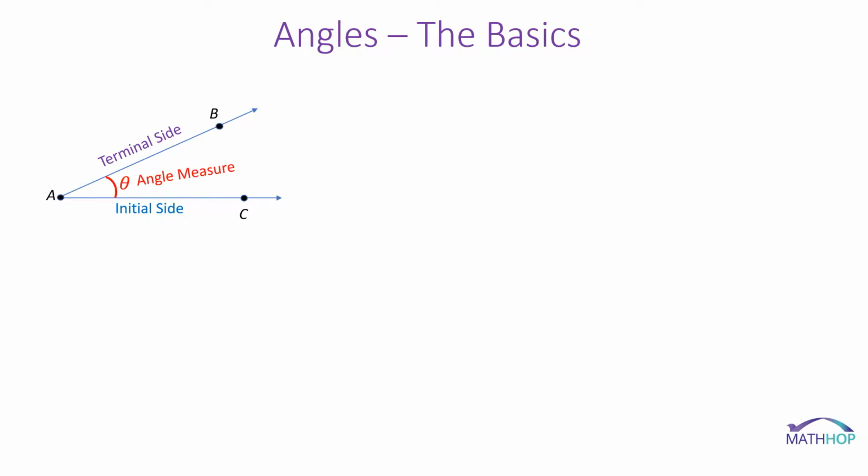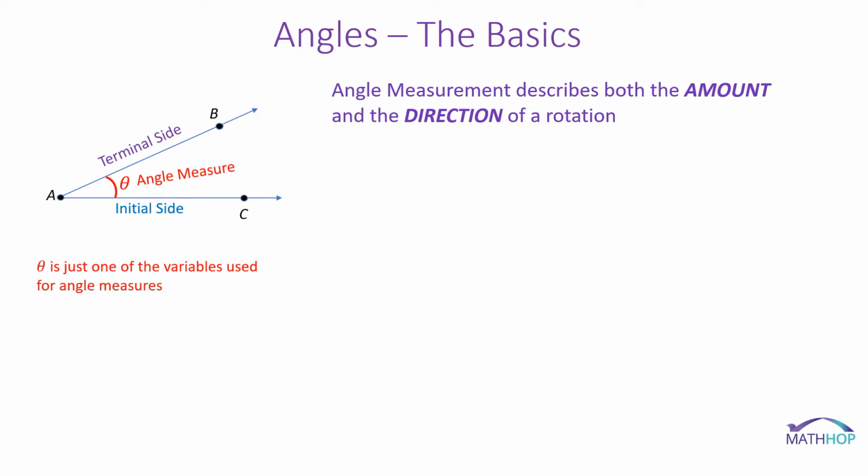Now, notice the little symbol in the angle is a theta. Theta is simply one of the variables used for angle measures. We generally use letters for side lengths and Greek letters for angle measures. Angle measurement describes both the amount and the direction of a rotation.